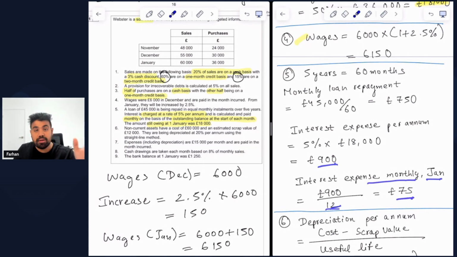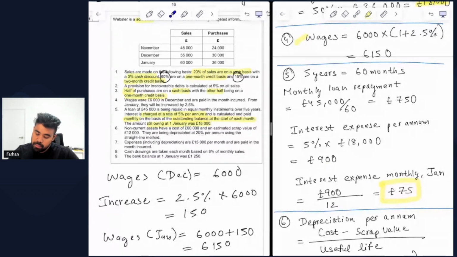Again, we have found that by dividing £900, which is the annual interest expense on £18,000 worth of loan, by 12. So £75 is the interest expense for the month of Jan. And this is the cash outflow in terms of interest expense for the month of Jan.